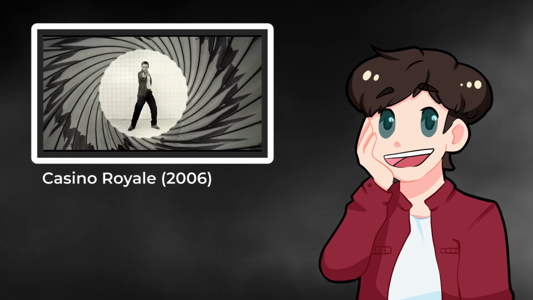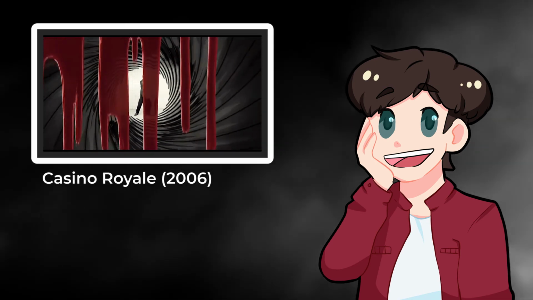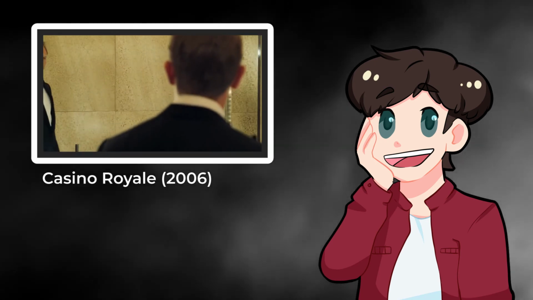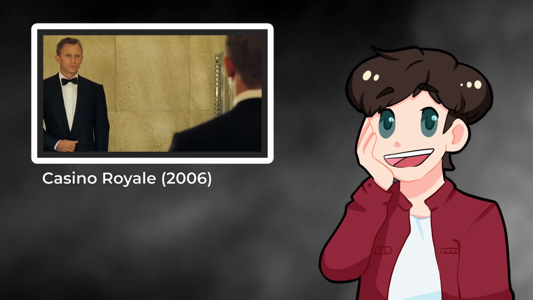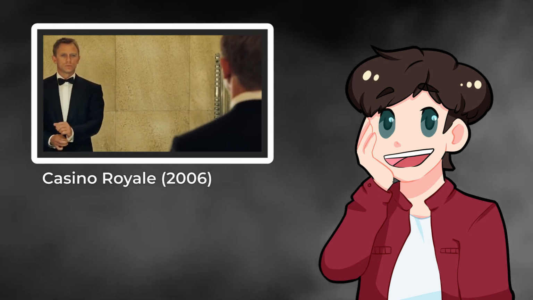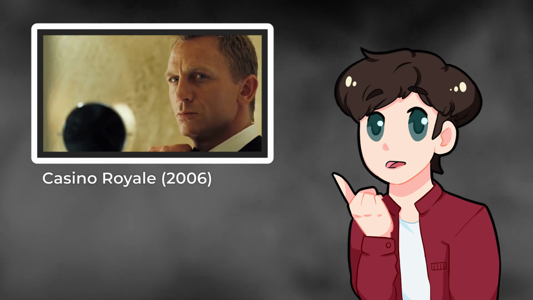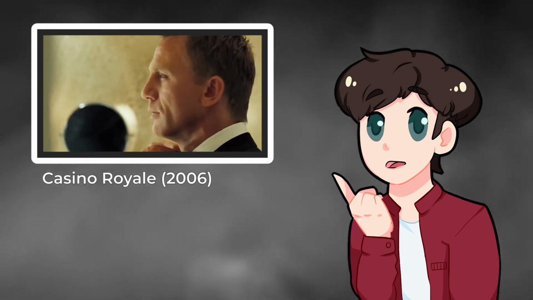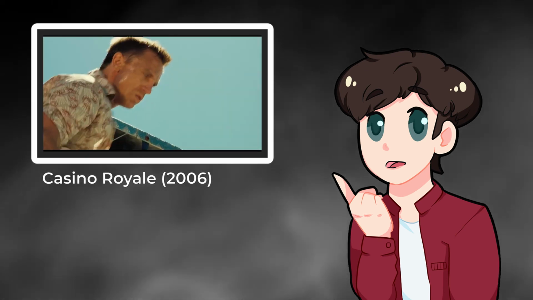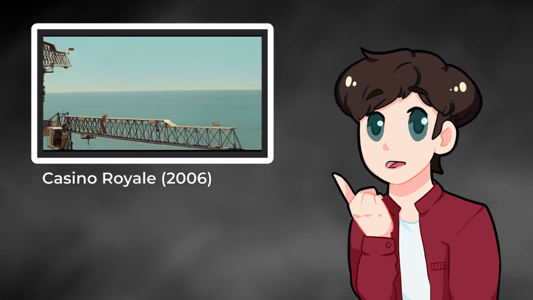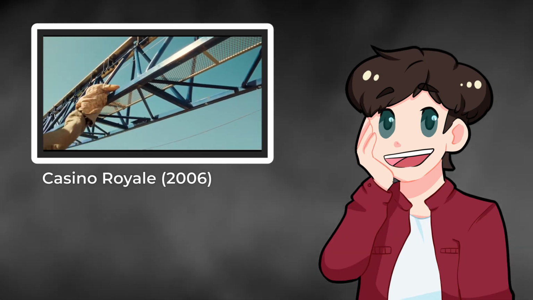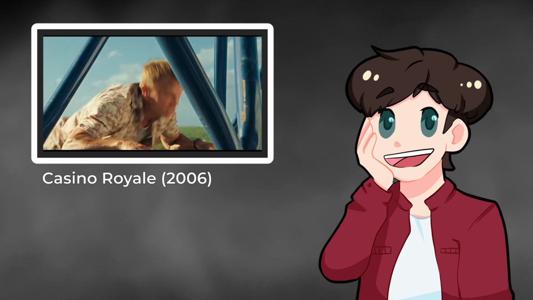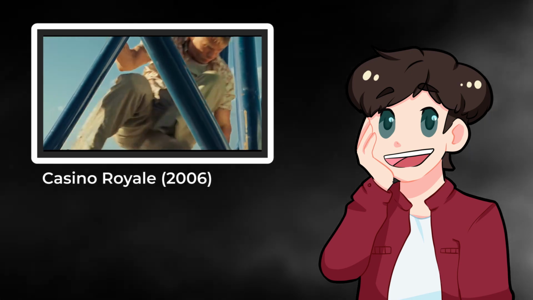Craig's first film was 2006's Casino Royale. The film takes place at the beginning of Bond's career as Agent 007, as he is earning his license to kill. Bond is on an assignment to bankrupt a terrorist financier in a high-stakes poker game at the Casino Royale in Montenegro. The film begins a story arc that continues to the 2008 film Quantum of Solace.